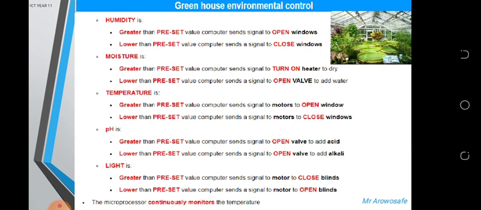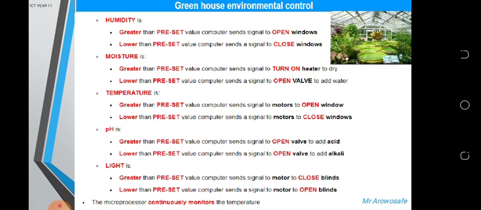the water a bit. Now, if moisture is lower than preset value, computer sends a signal to open valve to add water. It means that here there's not enough water, because the moisture is lower than the preset value. That is, the amount of water that's supposed to be here is lower. So we need more water here.